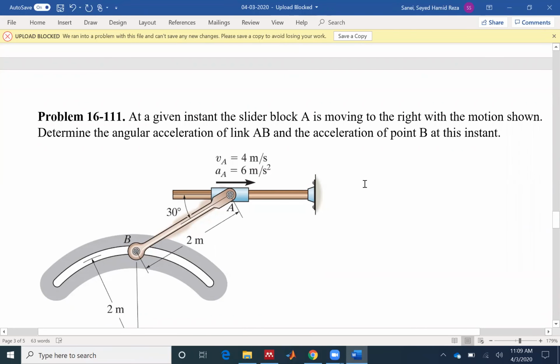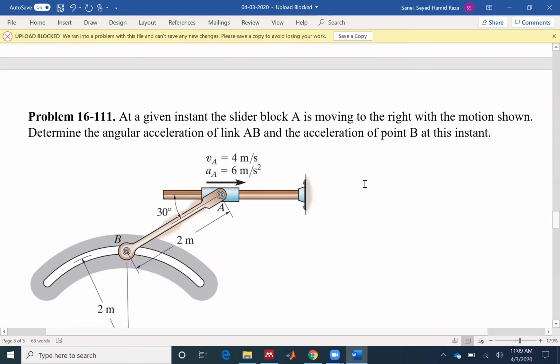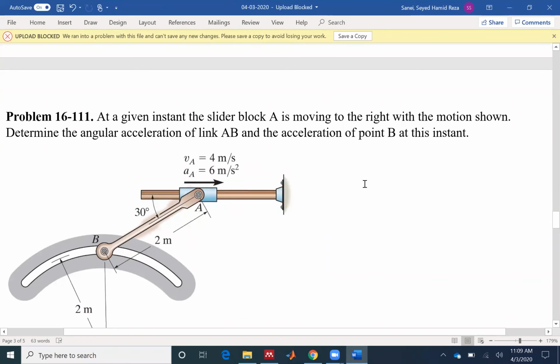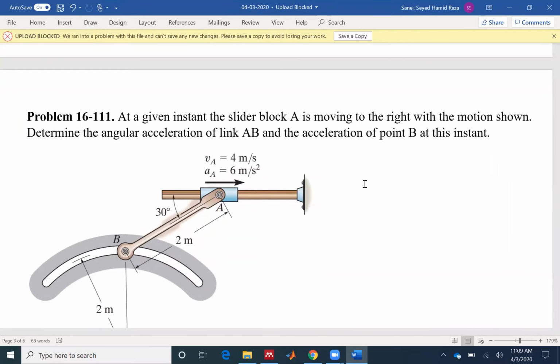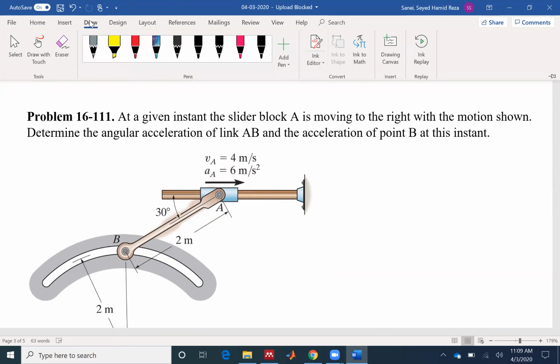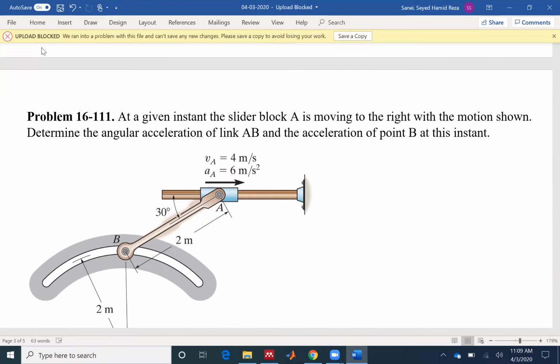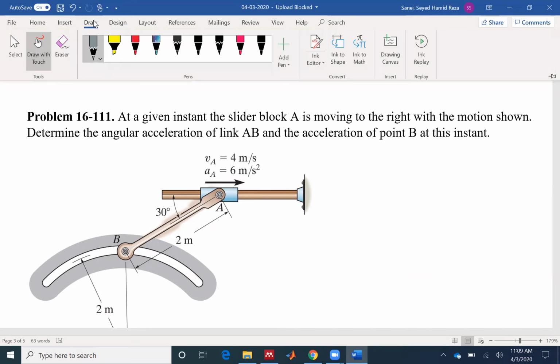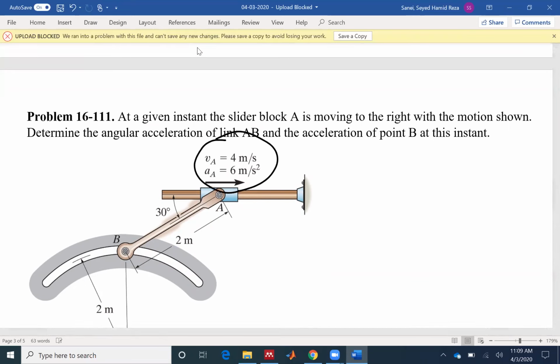Hello everyone, we are going to solve problem 111 of chapter 16. At a given instant, the slider block A is moving to the right with the motion shown. So for block A, we have everything. We have the velocity, we have the acceleration. We want to find the angular acceleration of link AB, alpha AB, and also the acceleration of point B. So these are the two unknowns.